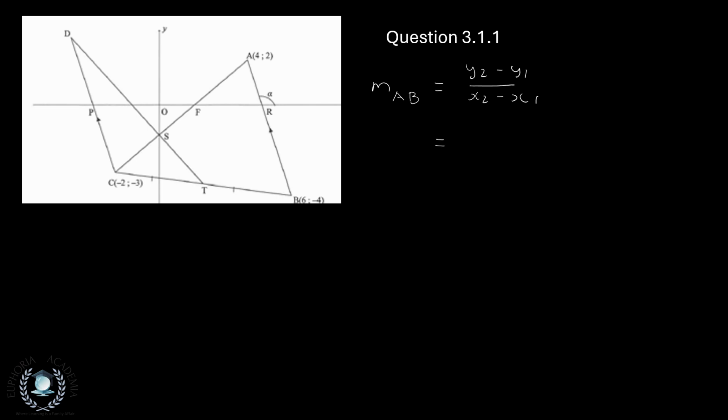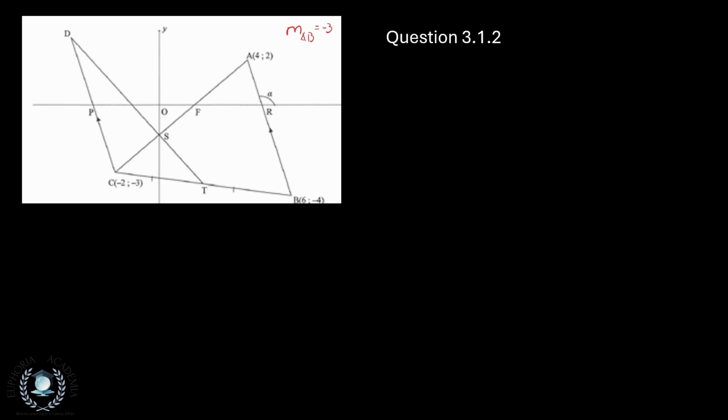Alright, so let us do some substitution. It doesn't matter how you substitute it, you just have to keep the consistency of the substitution. And we will end up with, at the top, minus 4 minus 2, that's minus 6. At the bottom, 6 minus 4 is 2. And the gradient of AB is minus 3.